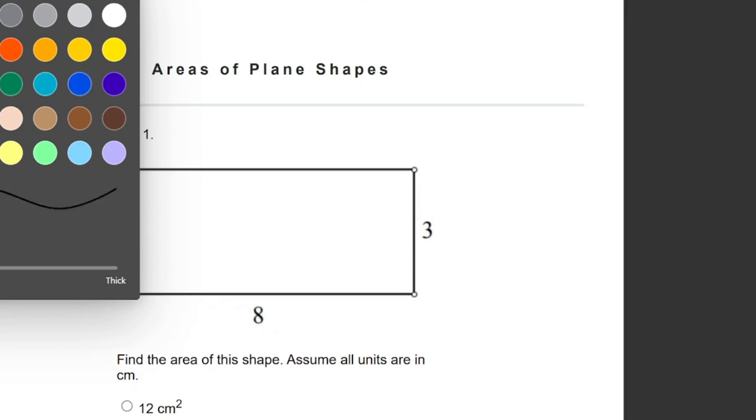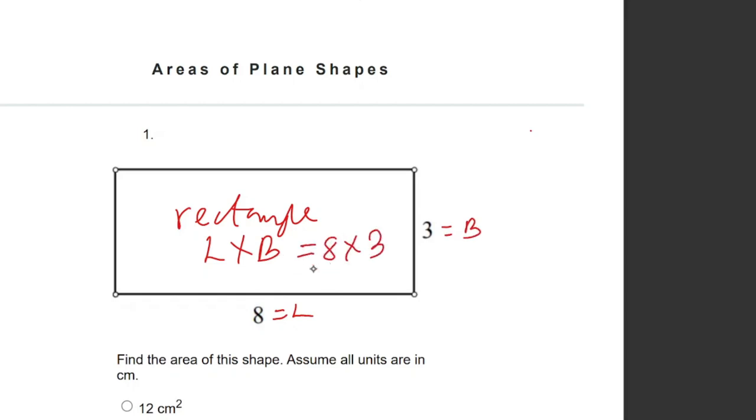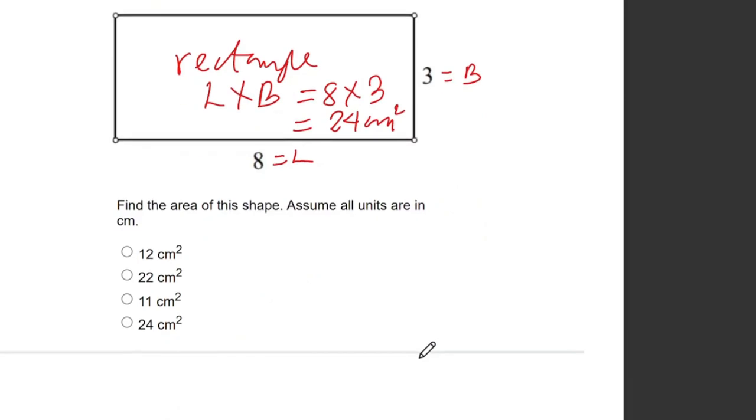So this is going to give us, what shape is this one? This is a rectangle. An area of rectangle is length times what? Breadth. So this is the length and this is the breadth. Which means it is equal to 8 times 3, which will give us what? 24 centimeters squared. So that is the last option here.